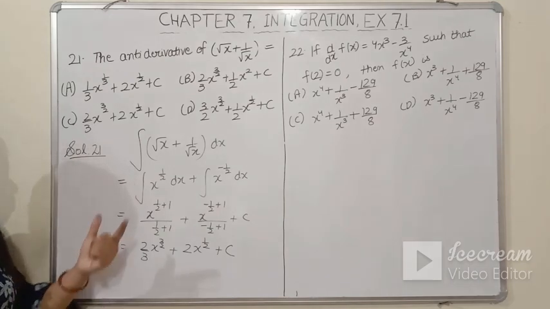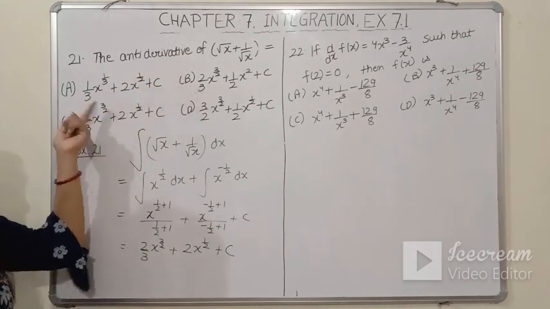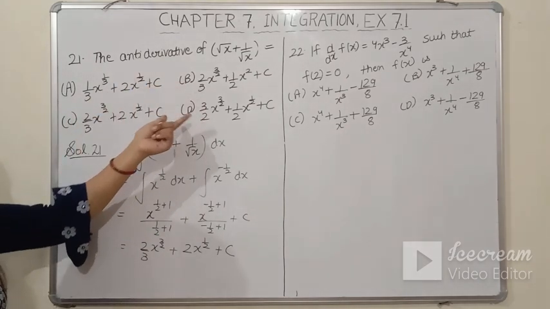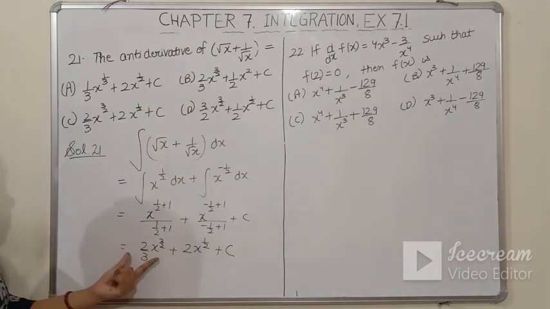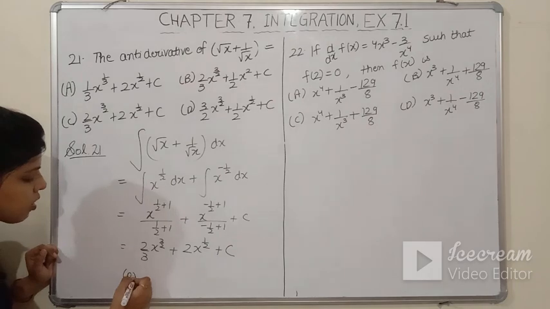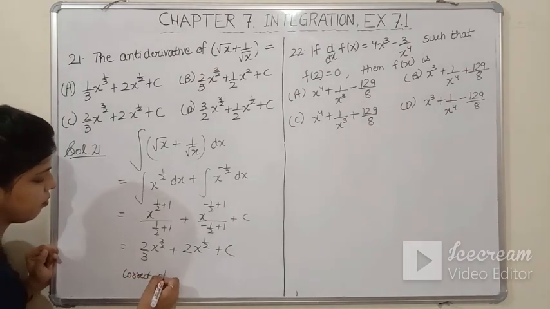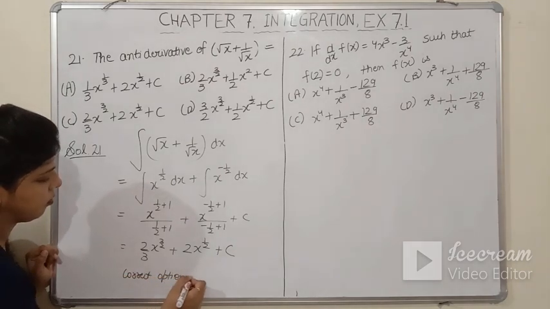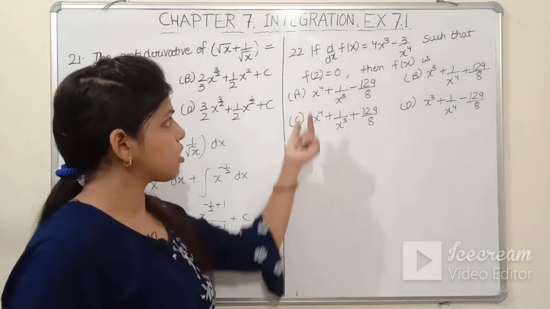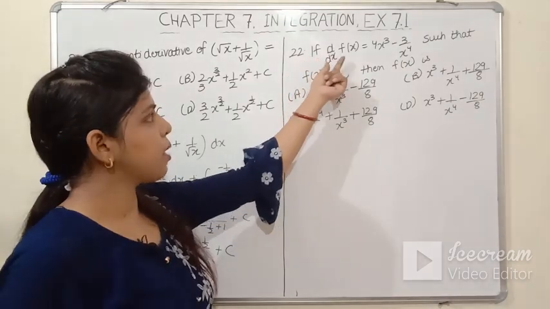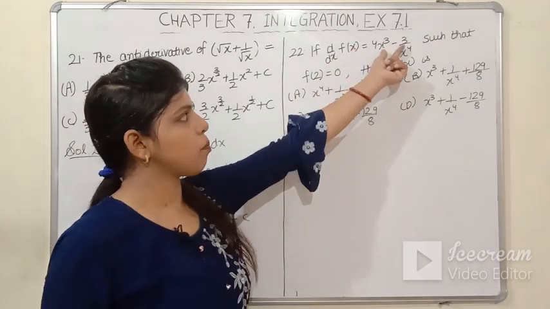So please see from the correct options, either a, b, c or d. Which one is the correct option? The correct answer is this one. You can just match. This is option c. So the correct option is C. Now the next question, number 22: if d by dx of fx is 4x cubed minus 3 upon x raised to power 4 such that f of 2 is equal to 0, then fx is.